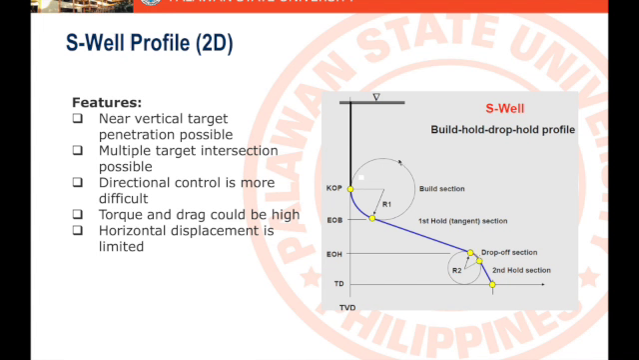Okay, so as you can see, there are again two circles here. Here you have your build-up rate to solve for R1, and here you have your drop-off rate to solve for R2. As we have discussed previously, the torque and drag for this could be high because you have two bend sections, build and drop section. The horizontal displacement for this one is limited since you're going to drop it somewhere at the end of your drop section.